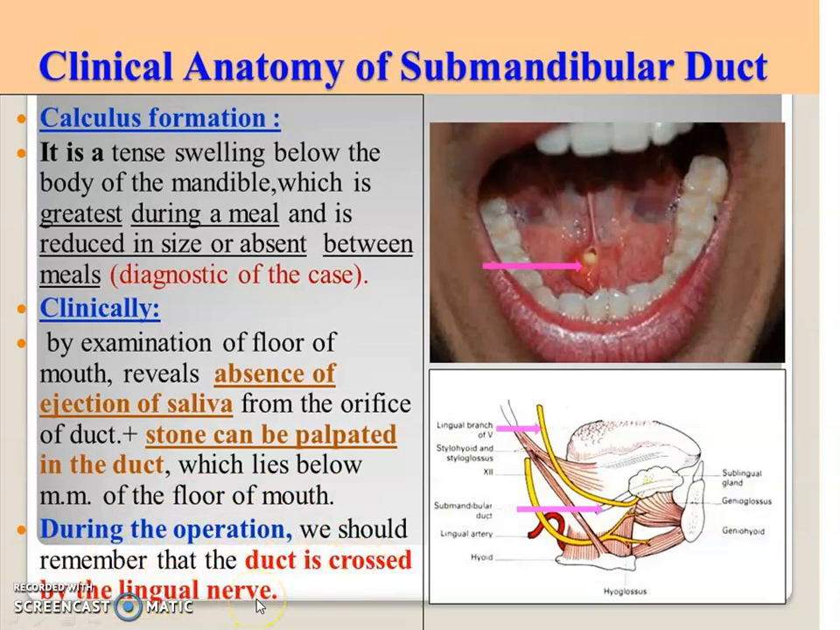So these are the things present in the submandibular gland. We have seen its features, then the different parts of the submandibular gland and its relations. Then we have seen the blood supply of this gland, and the nerve innervation, which is very important. Then we have seen the duct, called the submandibular duct or Wharton's duct, and the important clinical aspect related to the duct, which is calculus formation.